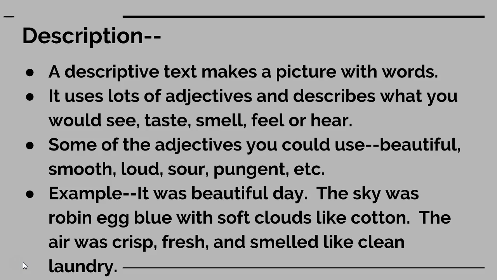A description. A descriptive text makes a picture with words. It uses lots of adjectives and describes what you would see, taste, smell, feel, or hear. Some of the adjectives you could use: beautiful, smooth, loud, sour, pungent, etc. Example: it was a beautiful day. The sky was robin egg blue with soft clouds like cotton. The air was crisp, fresh, and smelled like clean laundry.